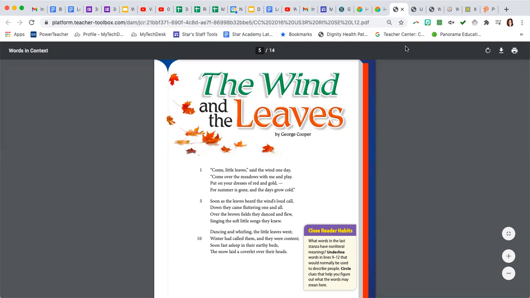First, we're going to read it so that you understand what the poem is about. And then in your breakout groups, you will reread the poem to identify any unfamiliar words and the clues that you need to figure out the meanings of those words.